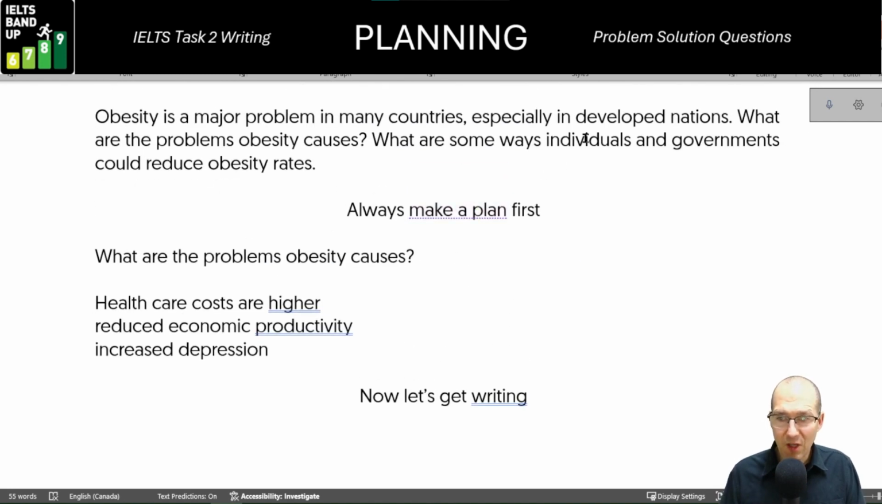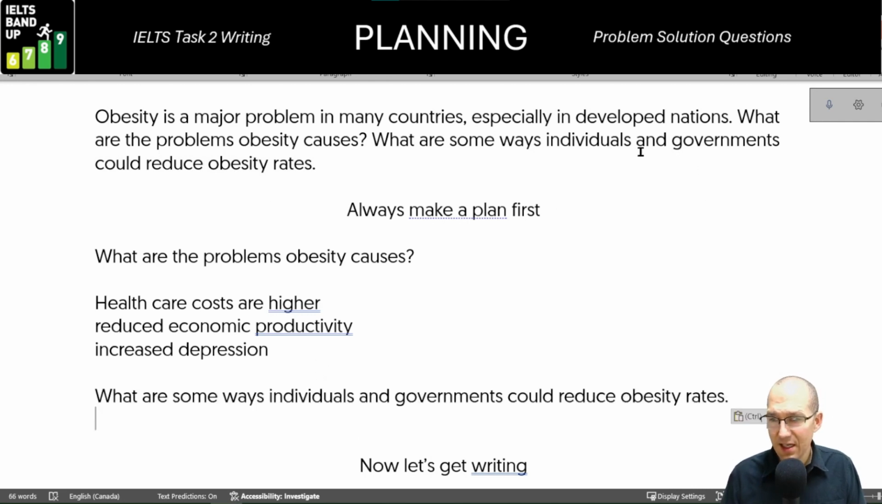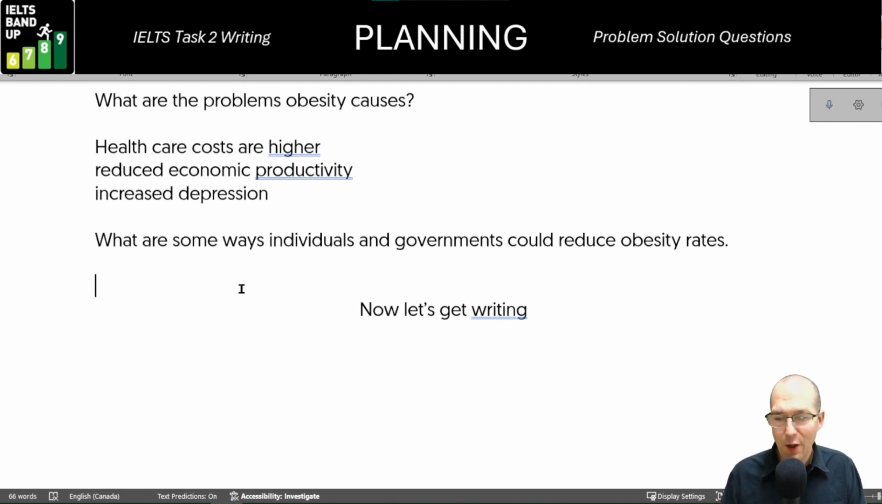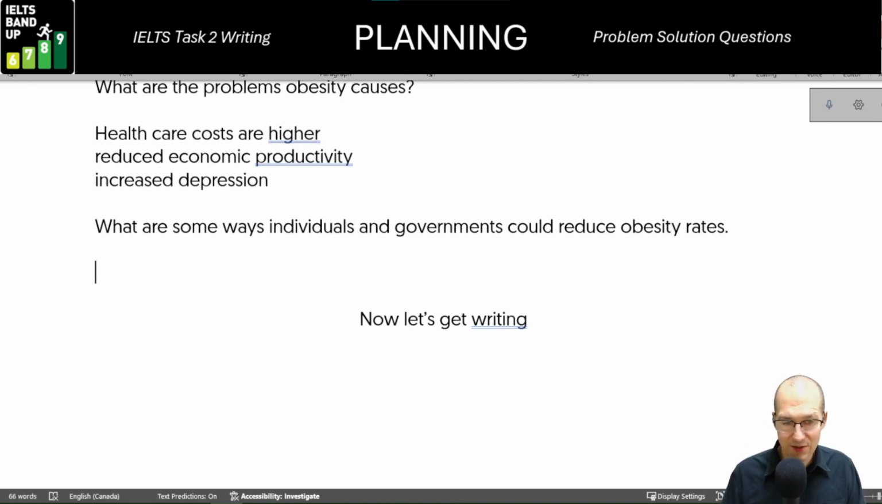Now we need to think of some solutions, right? And again, I'm going to focus on this more from a society angle, right? Now, it does say individuals, but IELTS does prefer governments. Now, individuals, you could say, people need to diet, they need to do more exercise. These are all very valid things to say. But again, I'm going to focus more on what people could do. And again, kind of focus on that. So, kind of campaign kind of style, right?